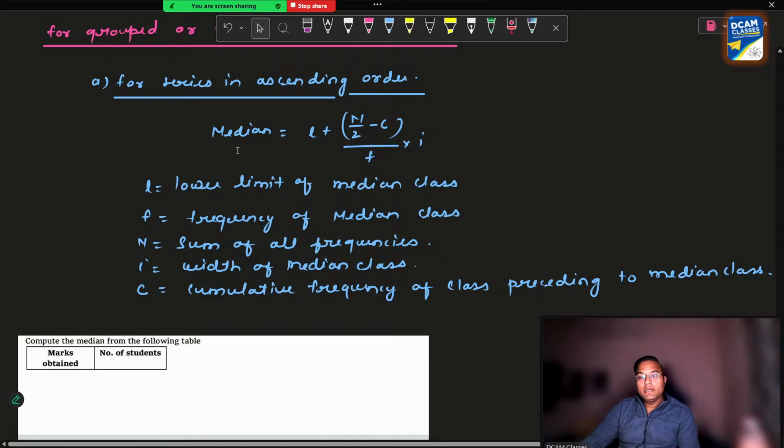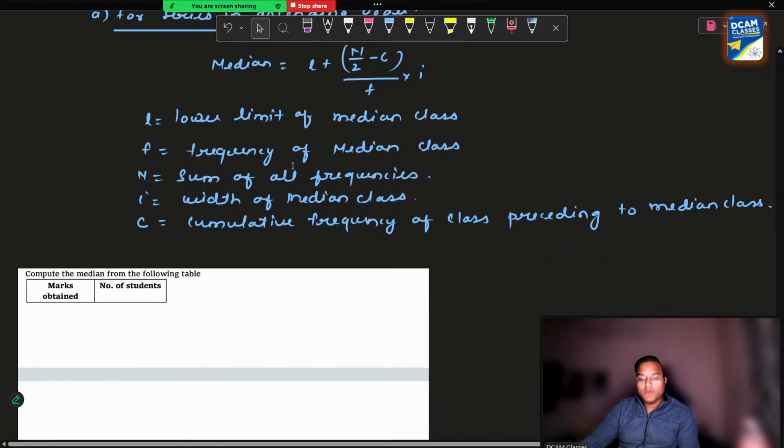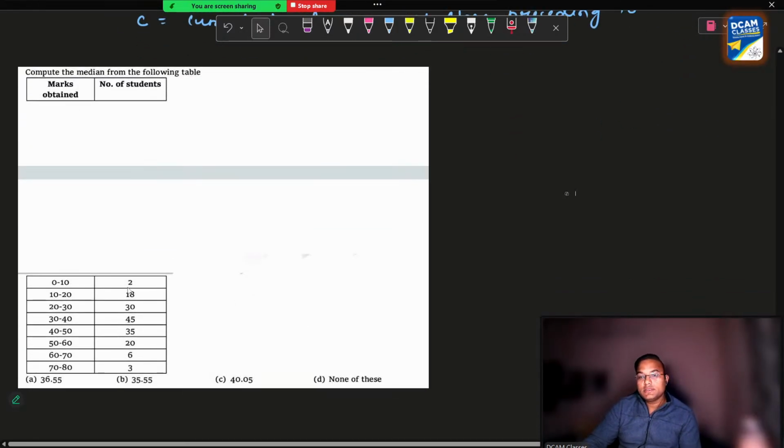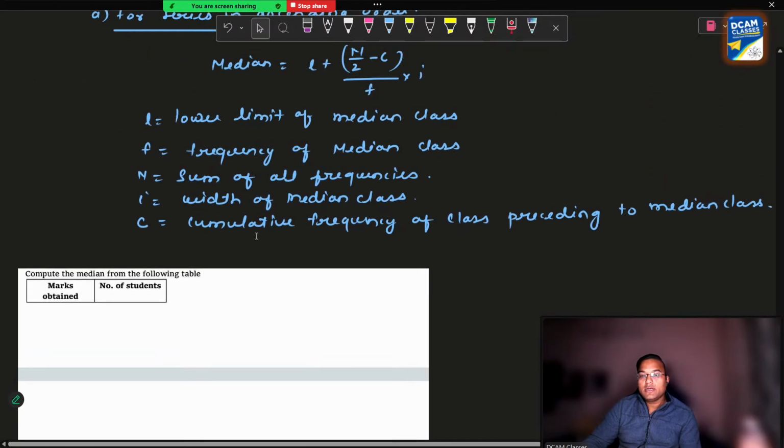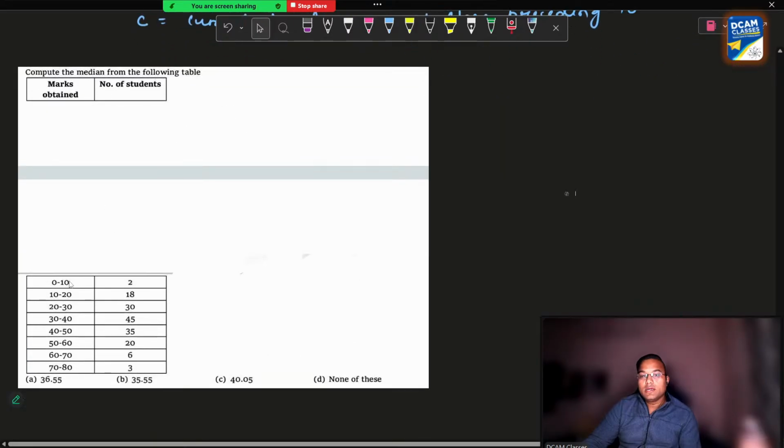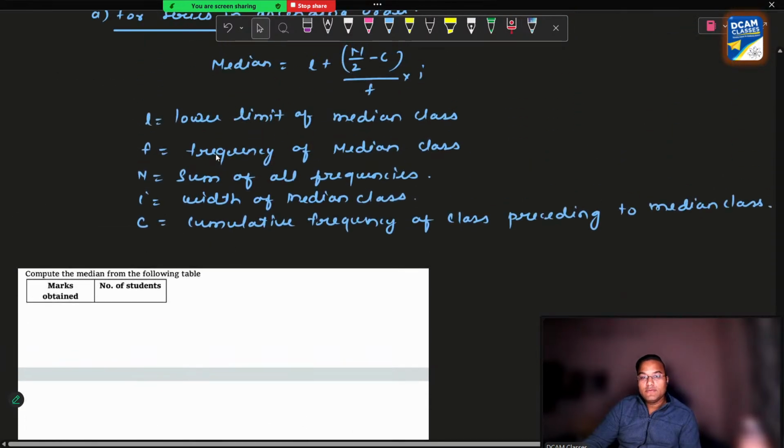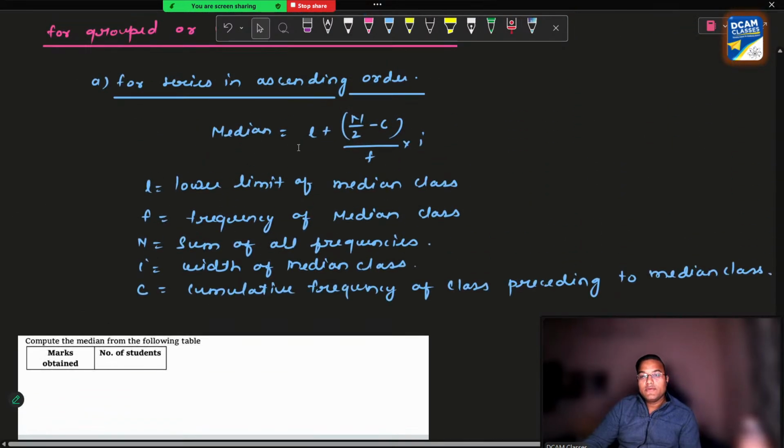Median is this. So what we do, first we need to write the cumulative frequency of each. 0 to 10, because it's given the marks are in ascending order. So this becomes the ascending order table: 0 to 10, 10 to 20, 20 to 30, 30 to 40, 40 to 50, 50 to 60, 60 to 70, 70 to 80. So it is increasing. Now, according to the formula they have given, median is L plus (N by 2 minus C) by F into I. L is the lower limit of the median class.